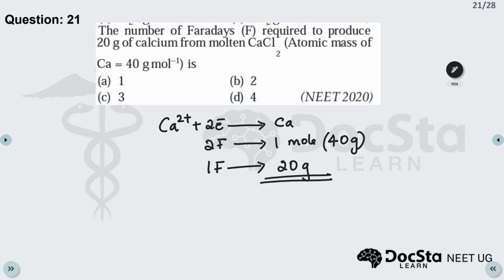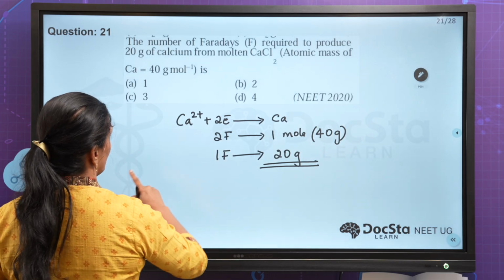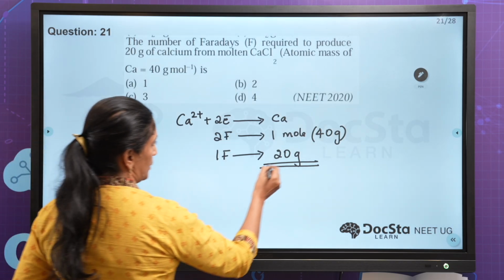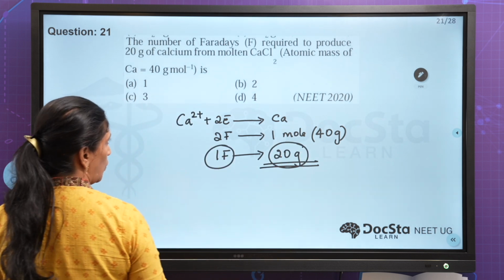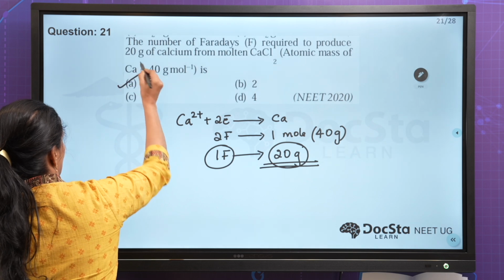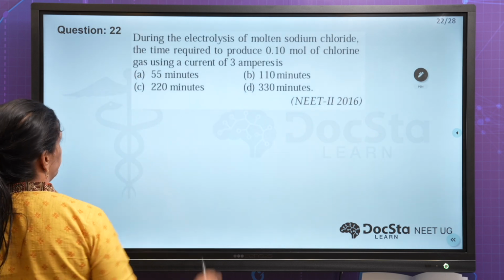1 Faraday ആണെങ്കിൽ 20 grams. നമ്മളോട് ചോദിച്ചിരിക്കുന്നത് എത്ര Faraday എന്നാണ്. അപ്പോൾ 20 grams കാൽഷ്യം ഡെപ്പോസിറ്റ് ചെയ്യണമെങ്കിൽ നമുക്ക് ആവശ്യമായത് 1 Faraday ആണ്. So the correct answer is option A.